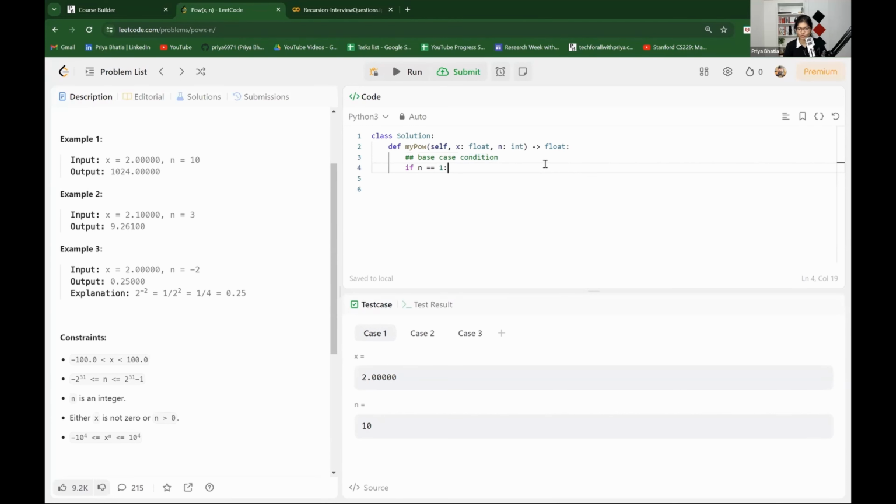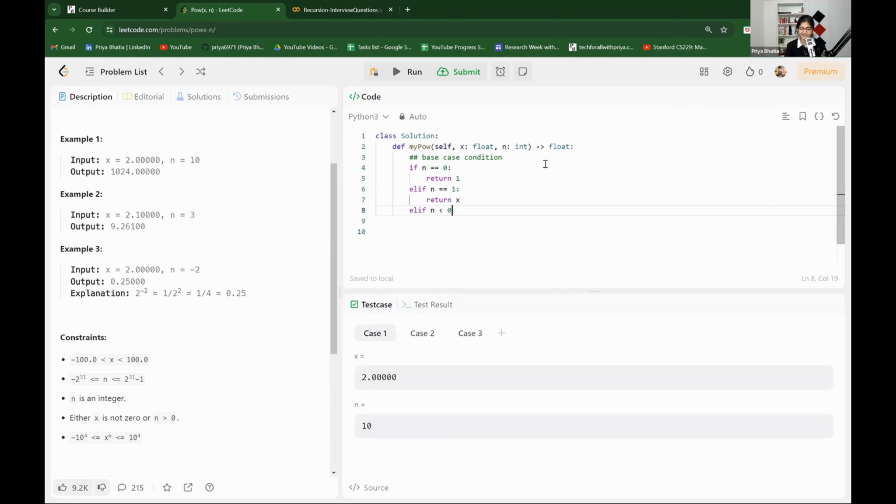If the value of N is 0, return the answer as 1, right? In the elif case, if the value of N is 1, return the answer as X. It's correct. Now, let's move to the next important condition.